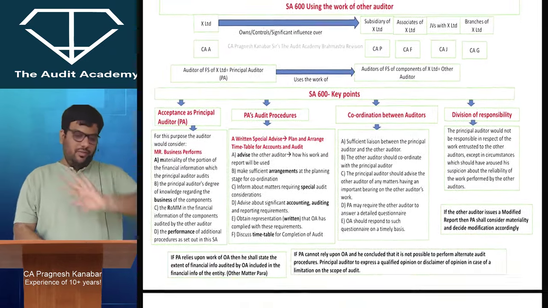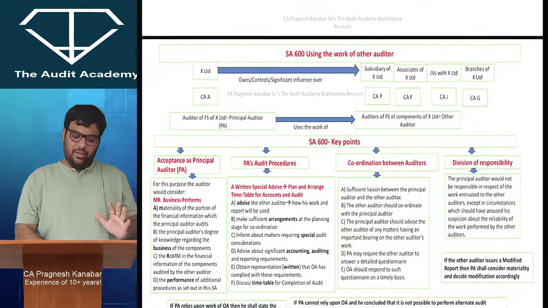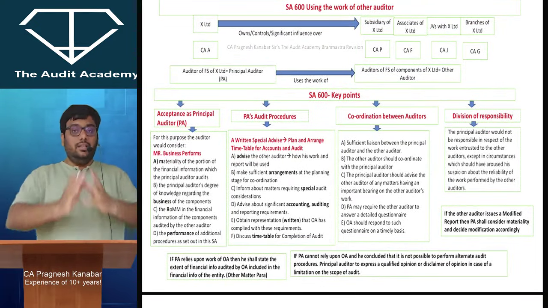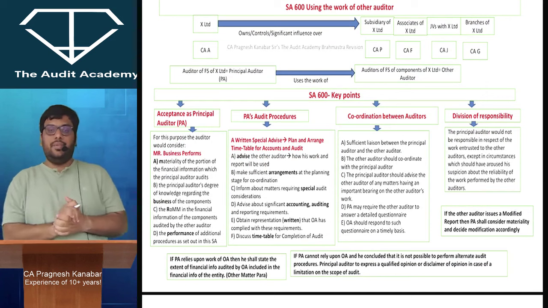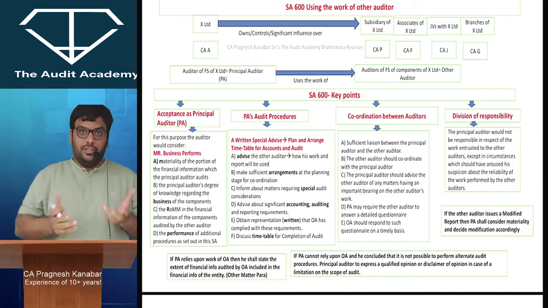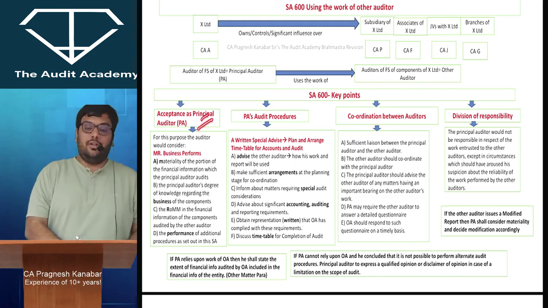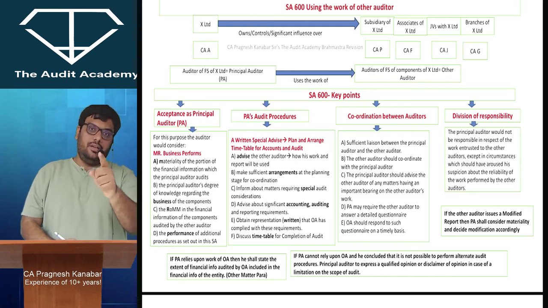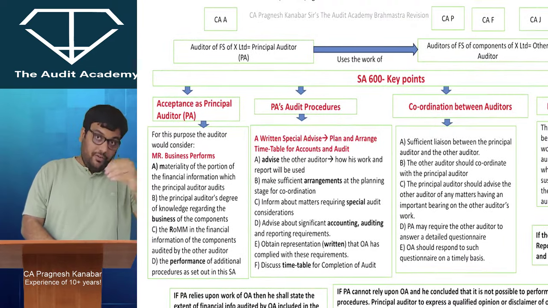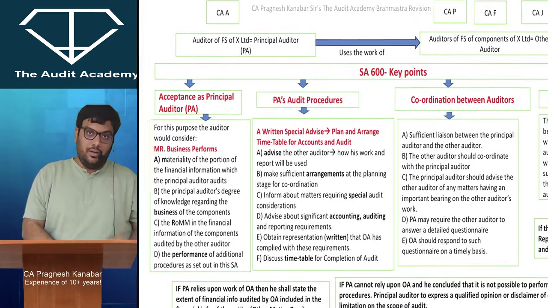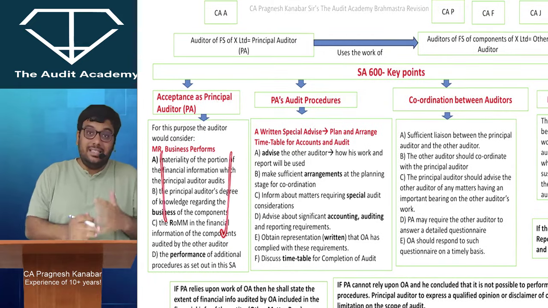Now, even if you see the entire SA 600, it is covered in this one slide. The entire SA 600 has only these many key points, and all of these points have been questioned. First of all, you are the principal auditor. You need to accept your position as a principal auditor, and for accepting the position as principal auditor, these are the basic things that you should analyze.